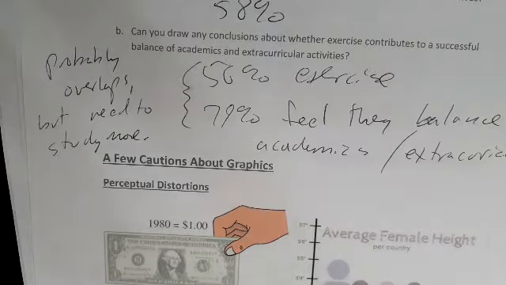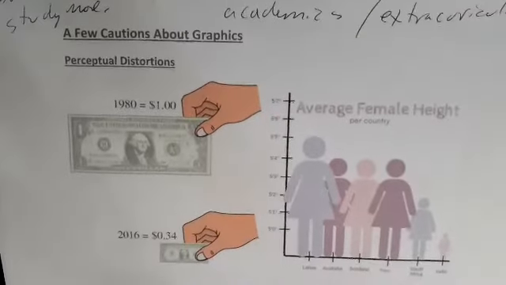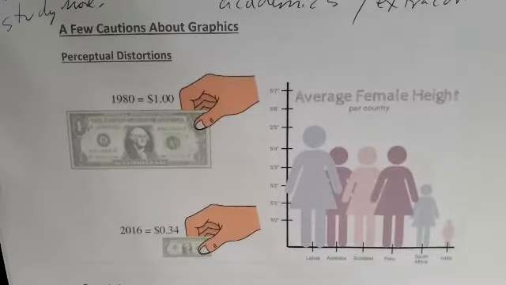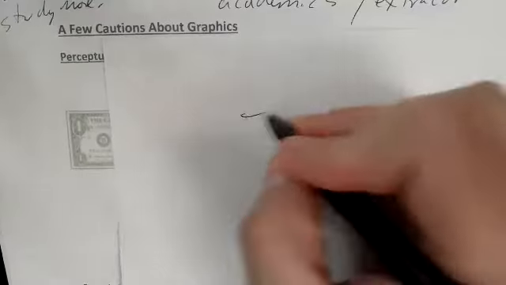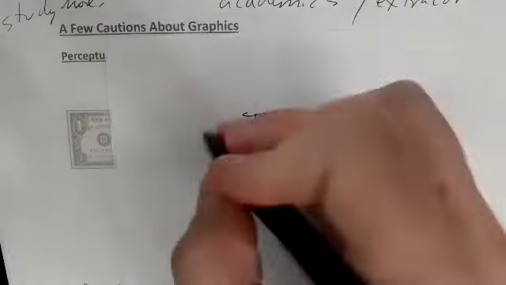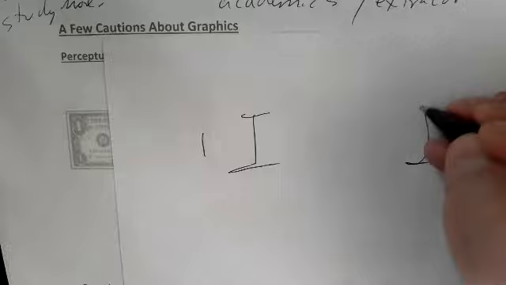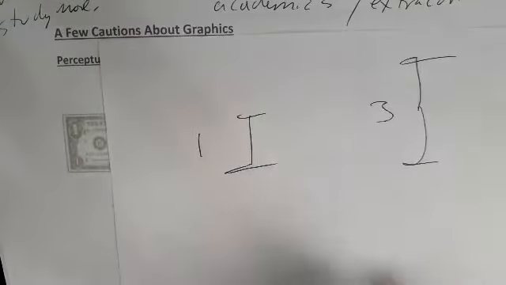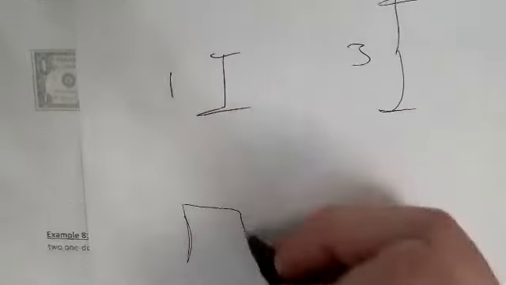Okay, with that said, the next thing we're going to go through is a few cautions on graphics and basically what not to do with your graphic. So this is a perceptual distortion. So this goes back, oh boy. If I have a length of 1, and now I make this length 3, what does that do to my area?